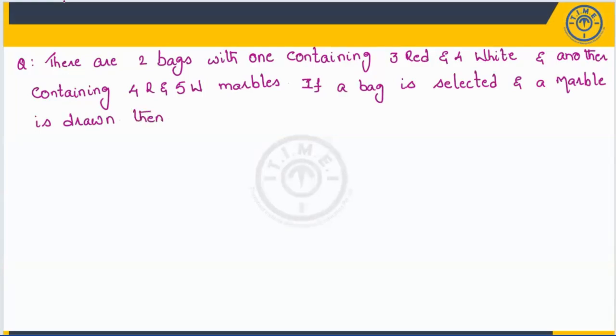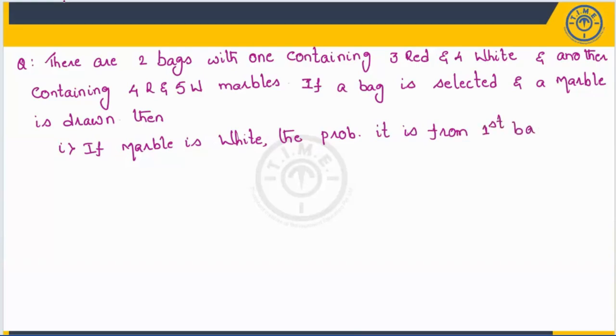then first, if the marble is white, what is the probability it is from the first bag? And the other question is, what is the probability the marble is white? If the question is given in this way, what does that mean?